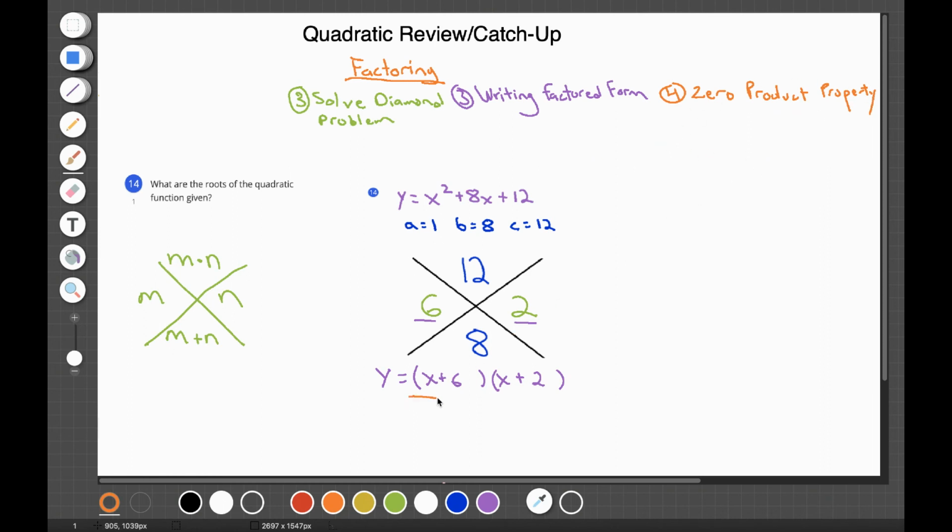Finally, we have the zero product property. So we're going to do that now. You take both of your factors, set them equal to 0. And then you're going to subtract 6 in this case. So you get x equals -6. So there's one of your zeros, or your roots in this case. Remember, same exact thing. Roots and zeros are the same thing. And the other one: x equals -2. And there you go.